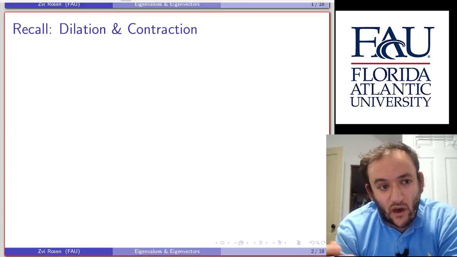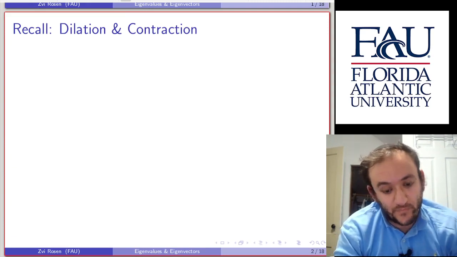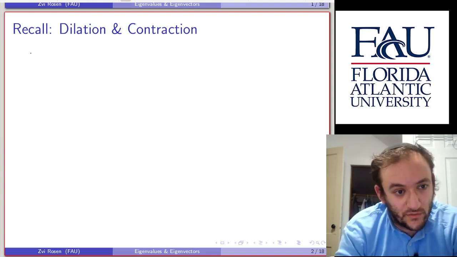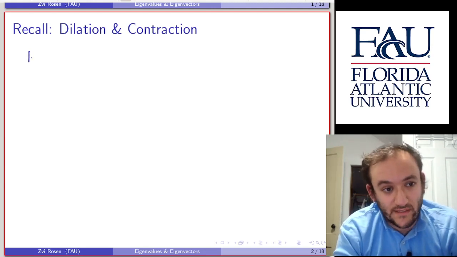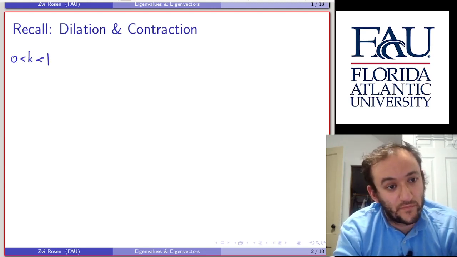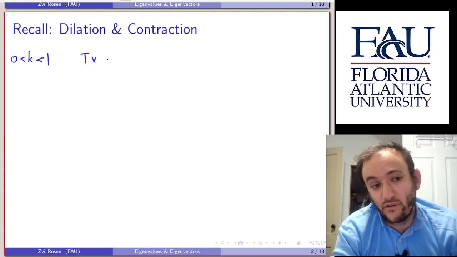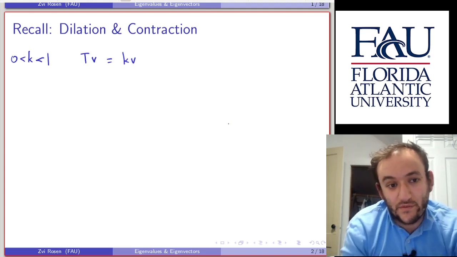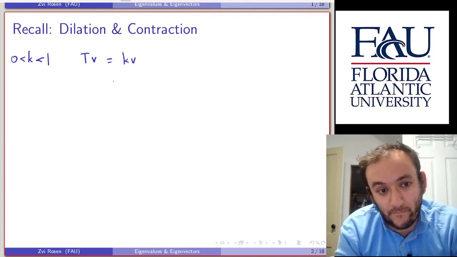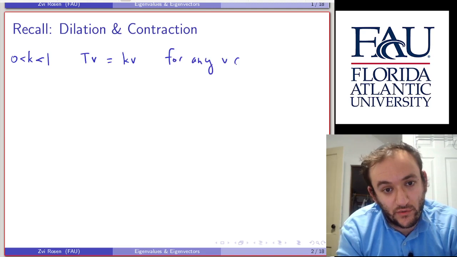So, as a jumping off point, we'll remember one of the geometric operations we discussed in the last lecture. We talked about, for instance, in R2, there's an operation called dilation and similarly contraction. So, for instance, if k is between 0 and 1, and we have a matrix operation which takes any vector v in R2 and returns just the same vector but scaled by k. So this is called a contraction by k. So this is for any v in R2.